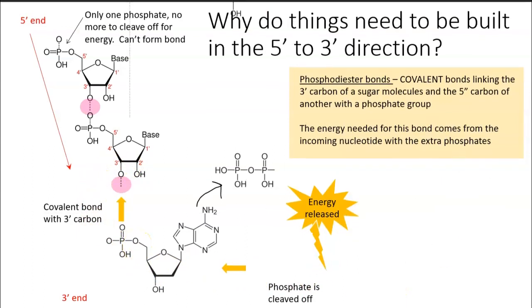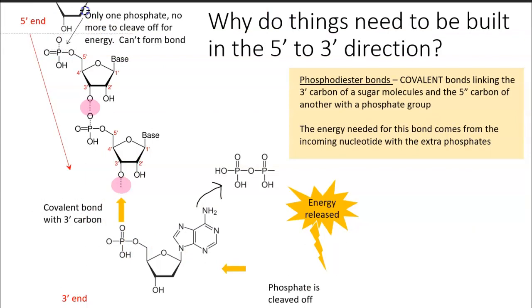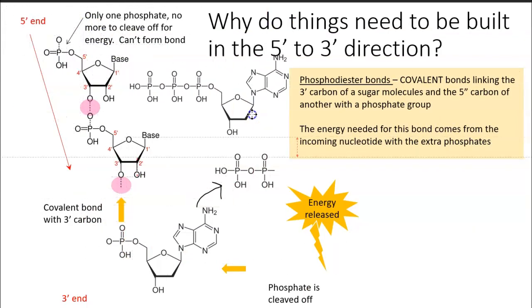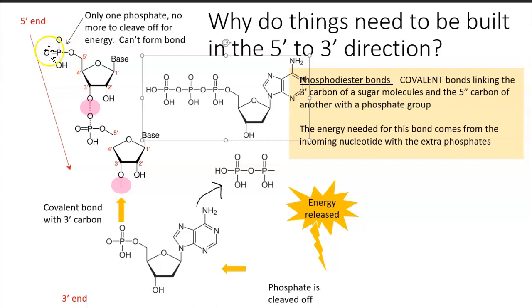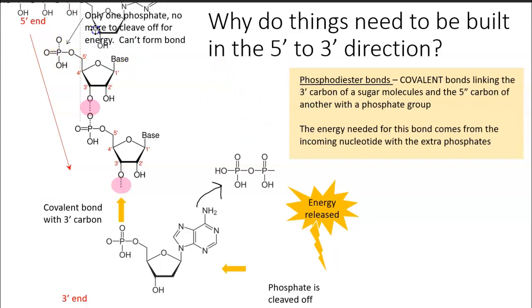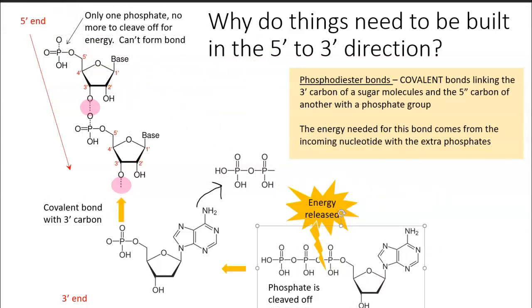Okay, now if we were going to take this and try to put this up here, you could try, but what do we notice about where the energy comes from? It's only one phosphate. The energy's already been removed from it. So since there's only one phosphate group there, no more to cleave off for energy, you can't form the bond on this end. So you can't put a nucleotide going this direction. So that's why they're only formed in this direction, because the new incoming nucleotide has the energy and can attach to this 3' end of the carbon.